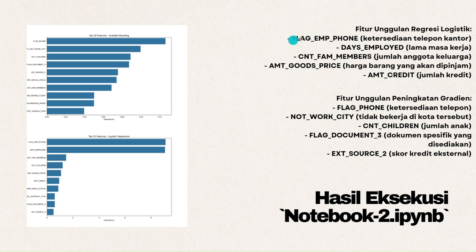Okay, so these would be the features that come with each machine learning model, in which within logistic regression, there's phone, employed, family members, goods, price, credit, phone, work city, children, document, and source.